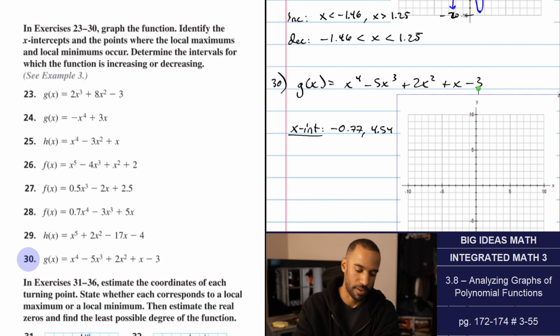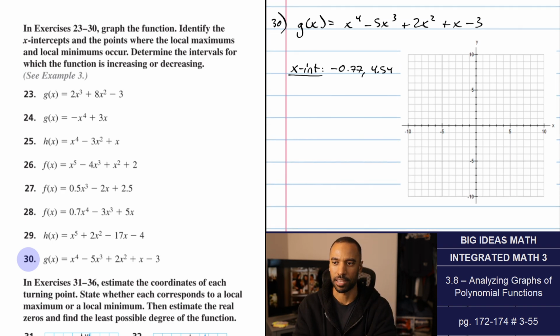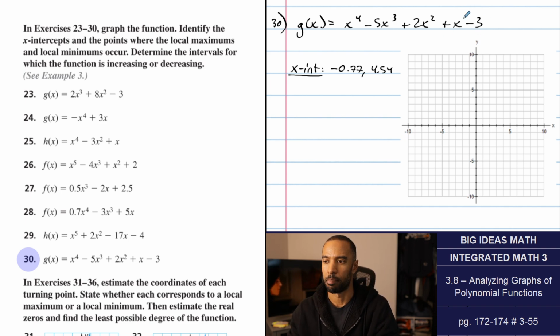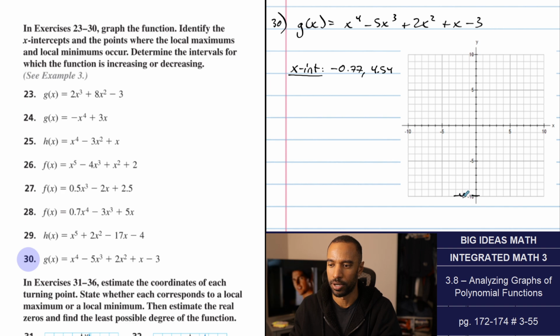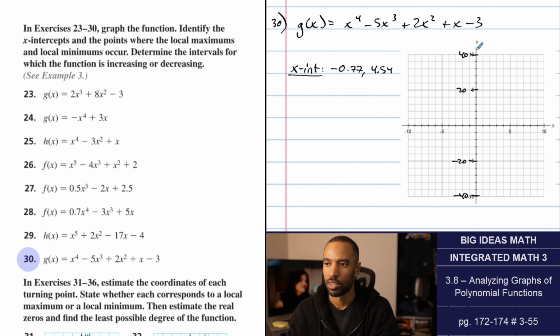Now, I do believe I'm going to be changing my y-axis scale. I'm probably going to go by 4s to get that bottom. So this will probably be -40 and -20 and 20 and 40. That way, the y-intercept of -3 is about 3/4 of the way down right there. Now my x-intercepts of -0.77 and 4.54 are right there.